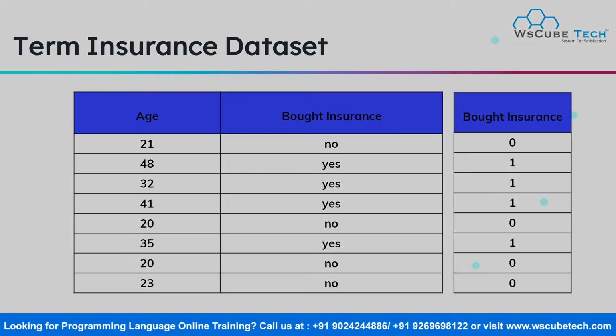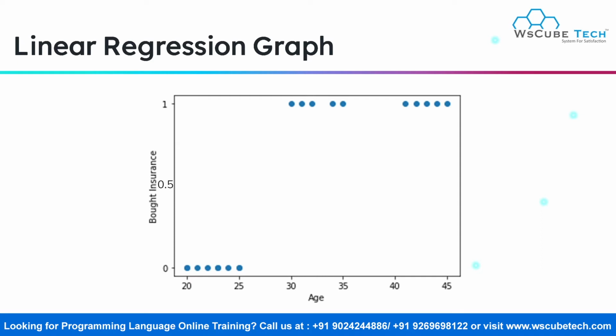Now let's look into the graph. So you can see here, I have plotted those data points in a graph. Over my x-axis is the independent variable, that is age. Then over my y-axis, I have the dependent variable, that is whether the customer bought the insurance or not.